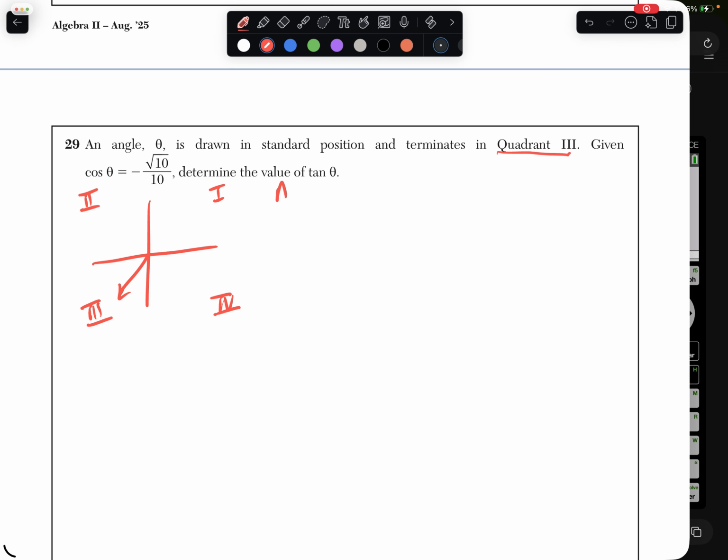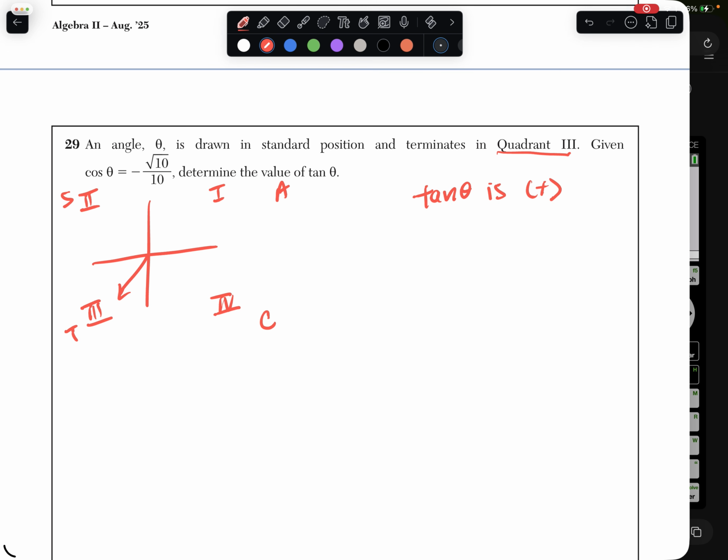So if you remember, All Takes Calculus. That's the mnemonic I like to remember. In quadrant 1, all of the trig functions are positive. In quadrant 2, sine is, in quadrant 3, tangent is, and in the last quadrant, cosine is. So in this case, tangent of theta is positive because the angle terminates in quadrant 3.